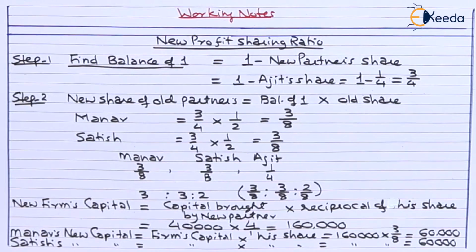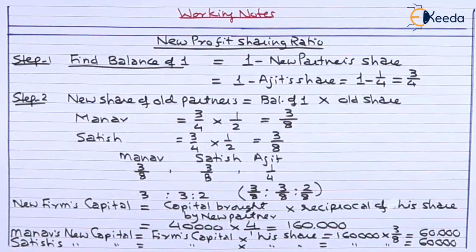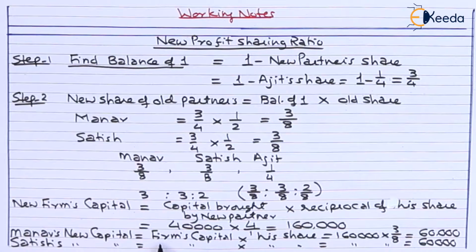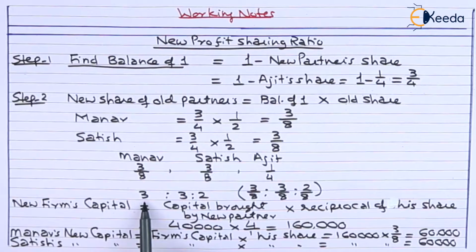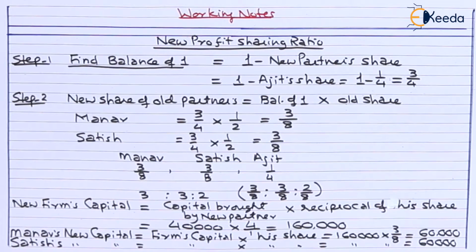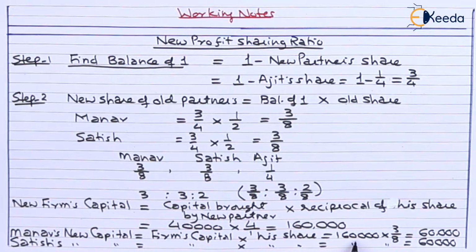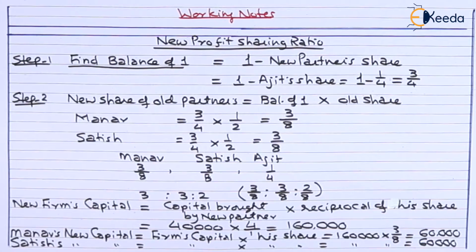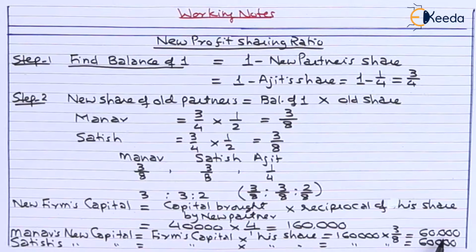This new capital will be divided among all partners in their profit sharing ratio. Accordingly, we can calculate Manav's new capital: firm's capital multiplied by his new share. Manav's new share is 3/8. So 1,60,000 multiplied by 3/8. We get Manav's new capital 60,000.